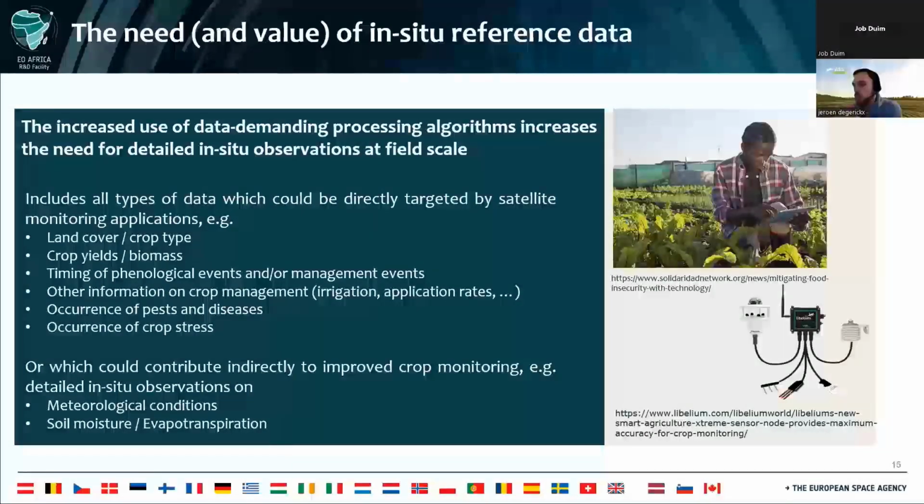Sometimes people tend to forget this aspect because they think, okay, we have the satellite data available, we're good to go. No, you always need to take this factor into account, that you need the proper training data for your area of interest and for your specific application to train your models. And this can be done either through in situ data campaigns or through installing some sensors in your field to measure some meteorological or soil moisture conditions, for instance.